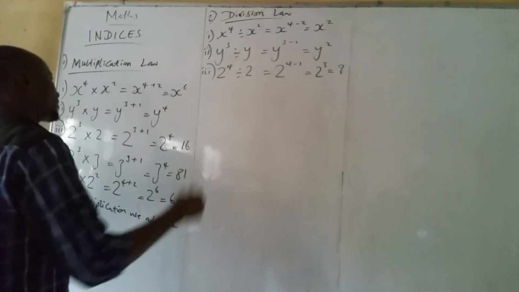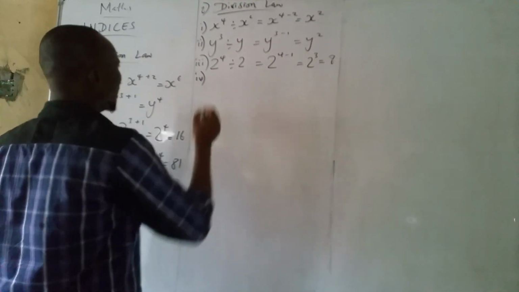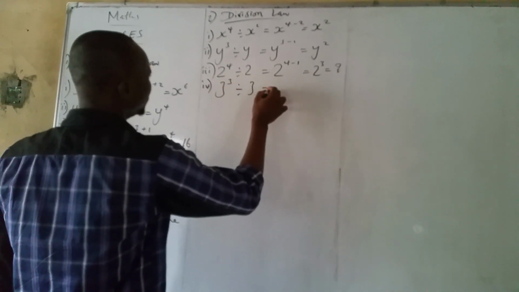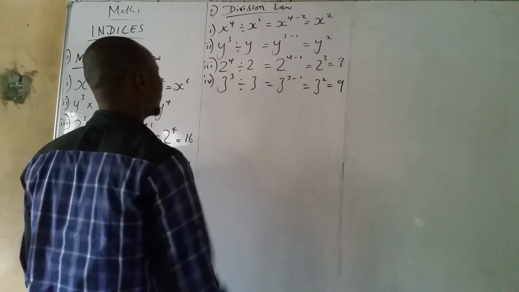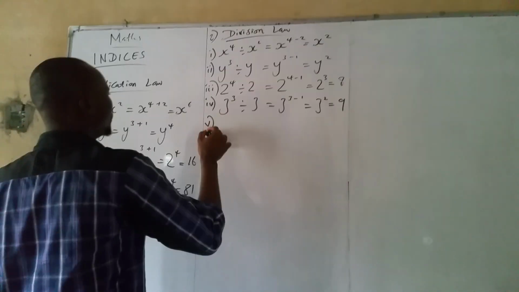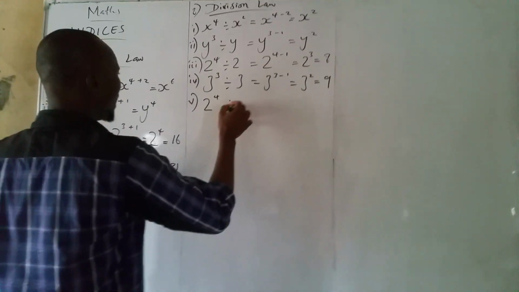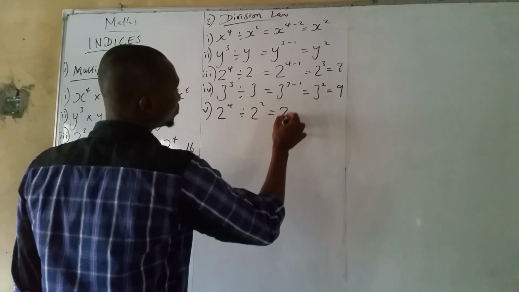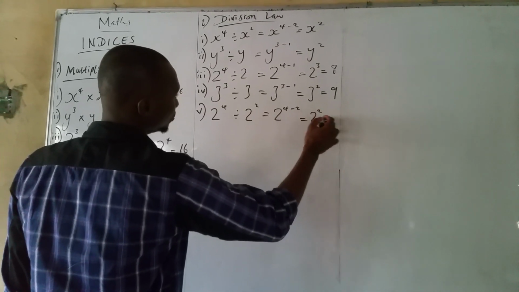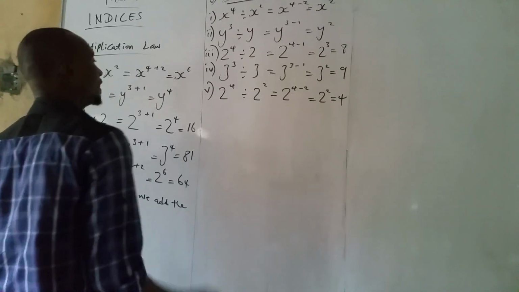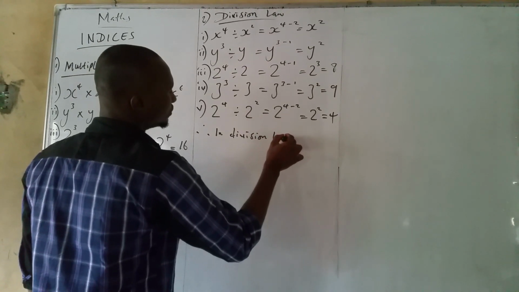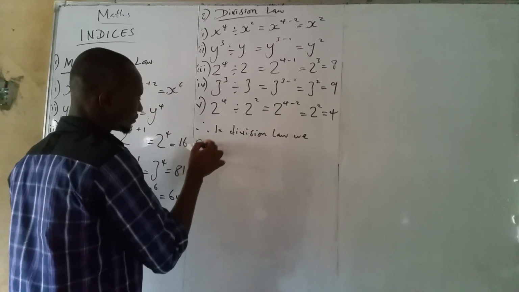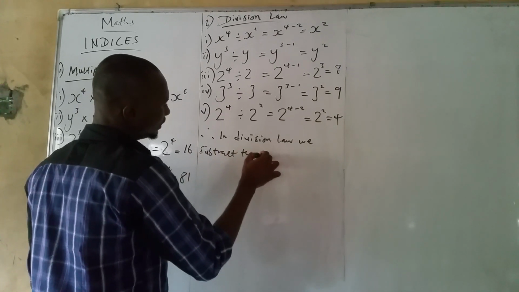Are you there? When you have 3 raised power 3 divided by 3, this means 3 raised power 3 minus 1. This is equals to 3 raised power 2. And this is equals to what? 9. Now, when you have 2 raised power 4 divided by 2 raised power 2, this is equals to what? 2 raised power 4 minus 2. This is equals to 2 raised power 2. We also have what? 4 here. Therefore, in division law, we subtract the indices. Are you there?